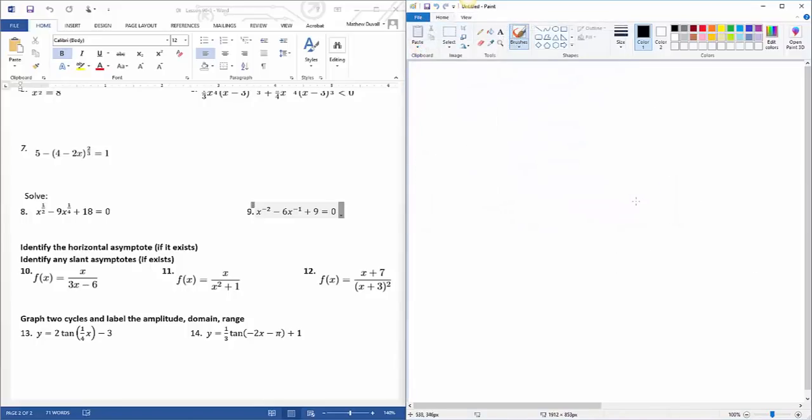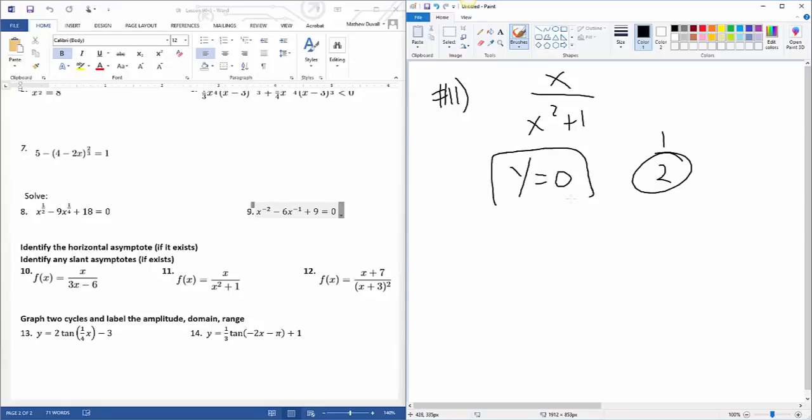Let's look at another one. Let's look at number 11. So x over x squared plus 1. It says identify the horizontal asymptote or the slant asymptotes. So we have to compare the degrees. The degree on top is 1, the degree on bottom is 2. So since the bottom is larger, it's automatically y equals 0.